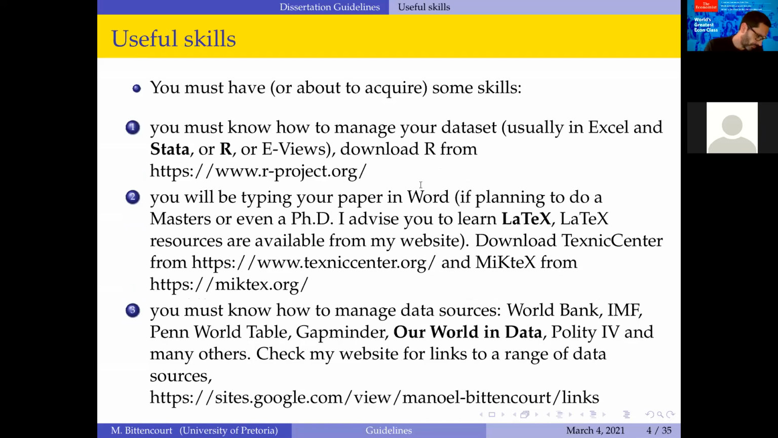There we go. Useful skills. You must have or be about to acquire some skills, right? And those are the skills that, if you want to become a professional economist, you'll be using pretty much for the rest of your professional lives. You must know how to manage your data set, usually in Excel, but professional economists don't really use Excel. We use Stata or R or even EViews, but Stata much more so.